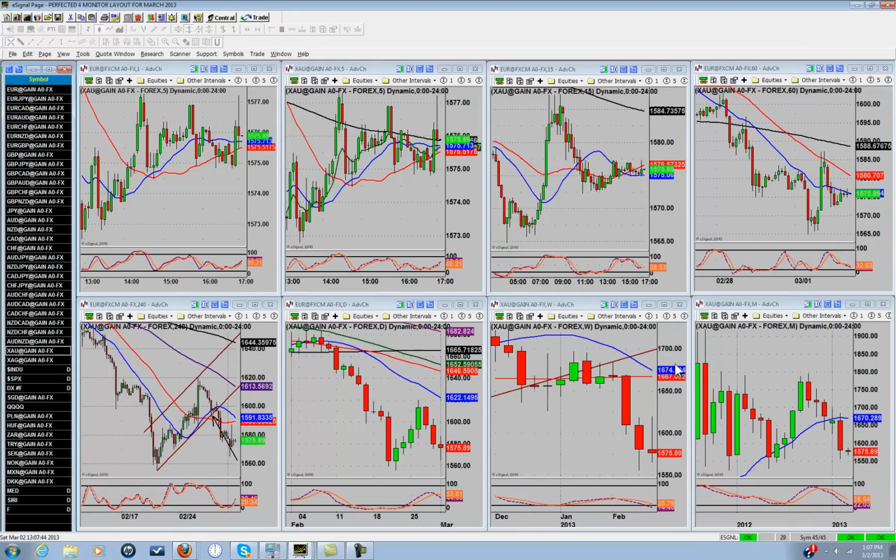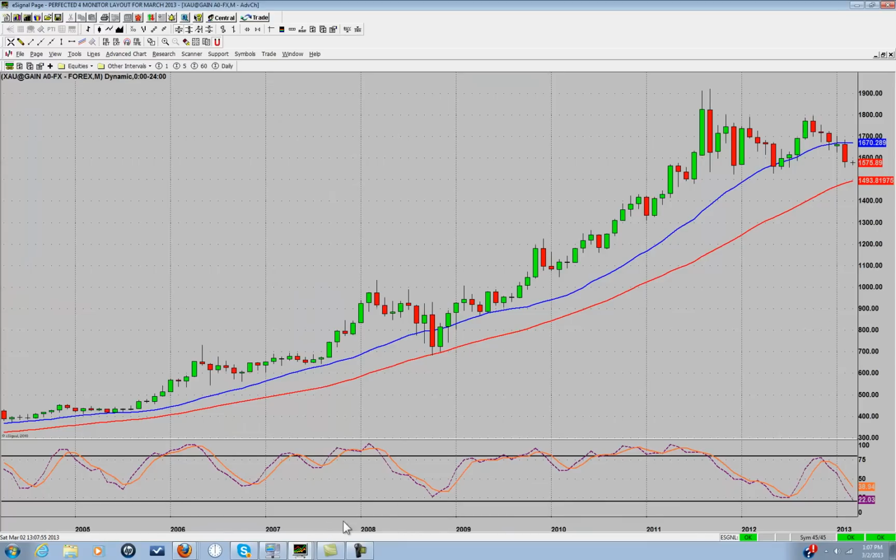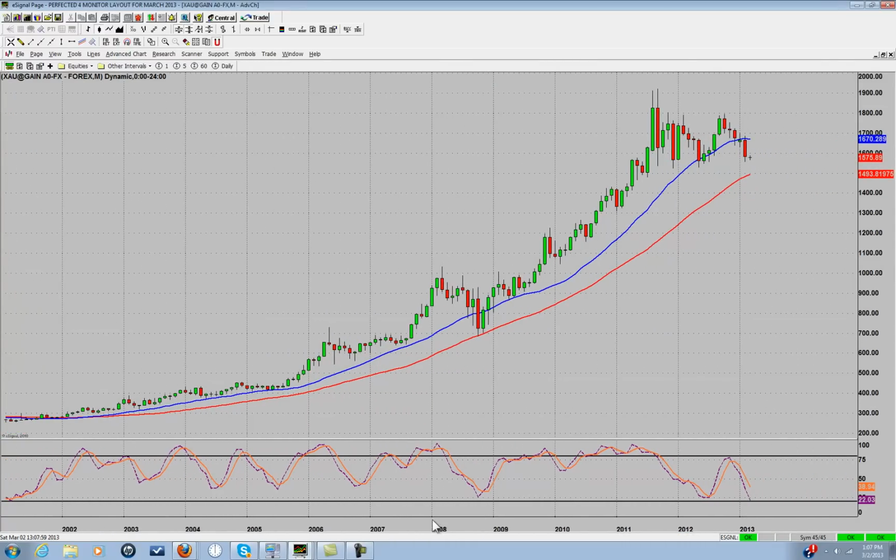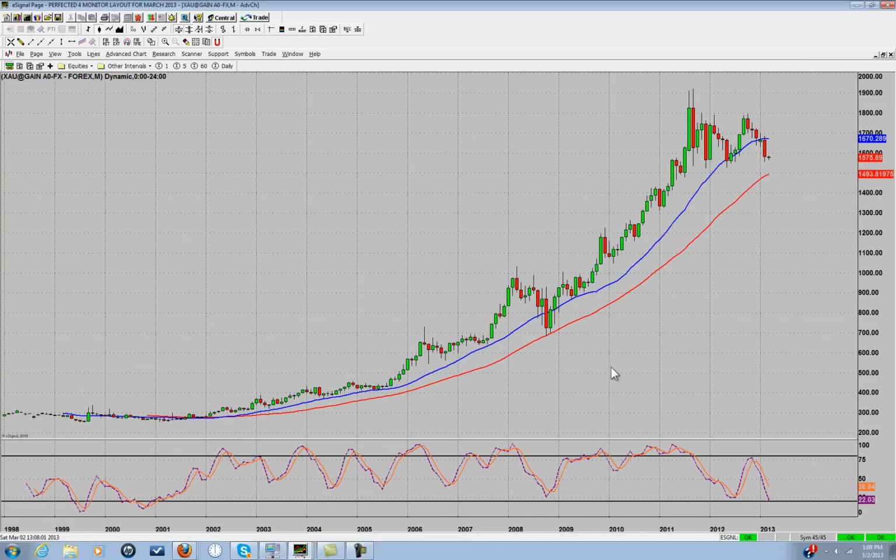Brings us to gold. This is a scary chart. Just kind of sit down, okay? Sit down, take a deep breath, hold your seat, whatever you got to do. This is really frightening. You're not going to like it. Gold, oh mama, oh boy.